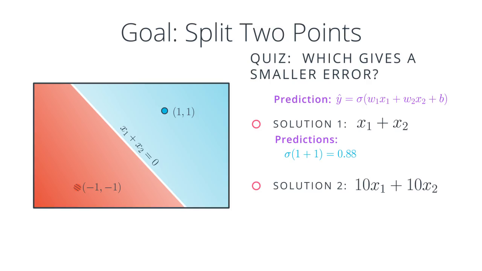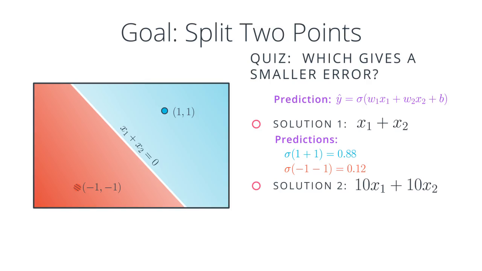For the point minus 1, minus 1, the prediction is sigmoid of minus 1 plus minus 1, which is sigmoid of minus 2, which is 0.12. This is also not bad since the point has a label of 0 since it's red. Now let's see what happens with the second model.